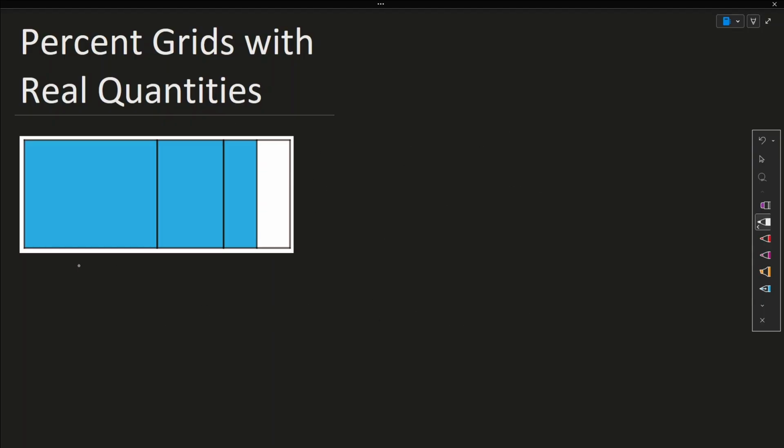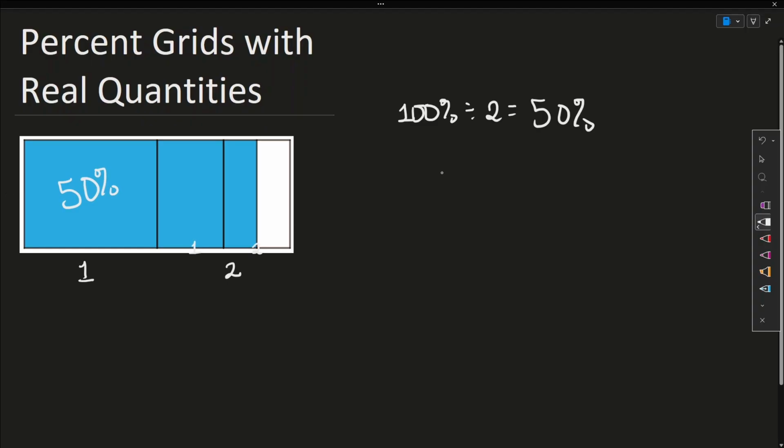Next, let's look at this one here. This one is broken into 2 equal pieces, the left and the right. So that gives us 100% divided by 2. Tells me that each of these big sections is 50%. The one on the left is broken into another 2 pieces. So 50% divided by 2 gives us that each of those is 25%. That'll be this section here.